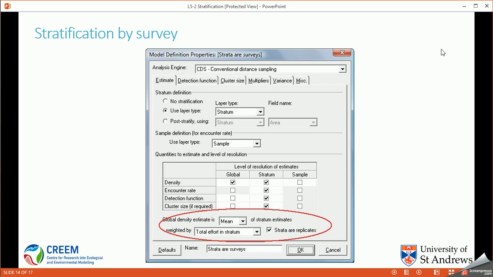How do we do that in Distance? Well, in the same model definition properties, we tick all of these things at the stratum level, because we're estimating all parameters at the stratum level. But the difference comes in this box over here. So again, we've got a mean, it's a weighted mean, but the weighting is now different. Previously, this weighting was by the area of the stratum. Now it's simply a weighting by effort in the stratum, and we also need to tick this strata or replicates thing, because that tells us that these two strata cover the same geographic area.